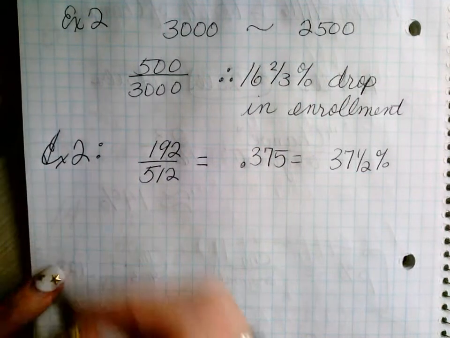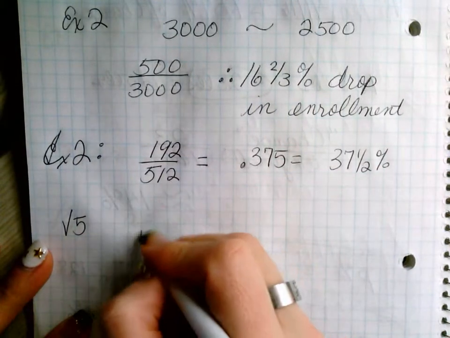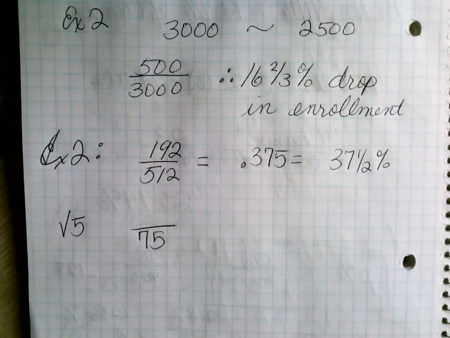So let's do checkpoint 5. Original is 75. New is 35. What's the change? 40.